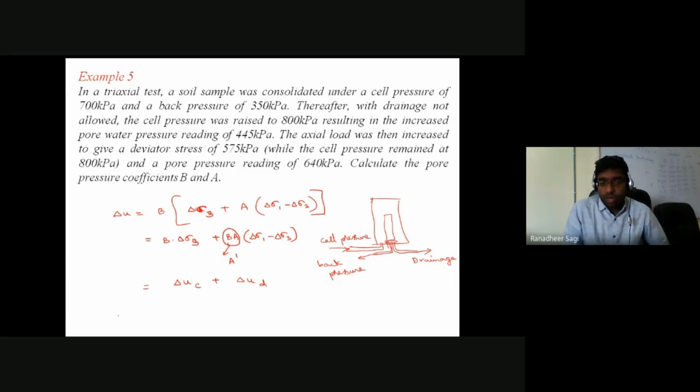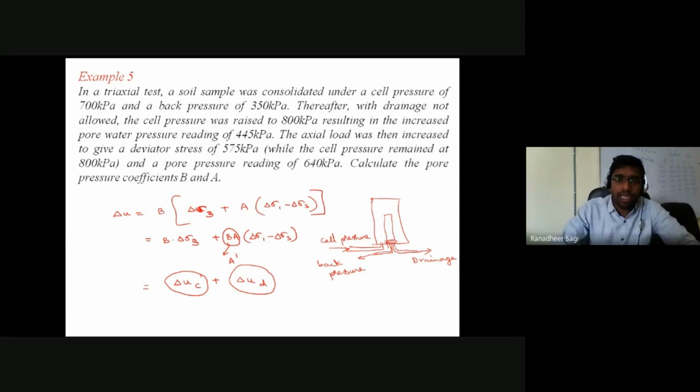Now, to calculate Skempton's pore water pressure parameters B and A, the B parameter I write in terms of delta UC. For the A parameter, first I'll write down what A dash is from this expression, and then calculate A from that A dash value. Let me quickly solve it. Skempton's pore water pressure parameter B is nothing but, look here, B into delta sigma 3. I'll make use of the space here.